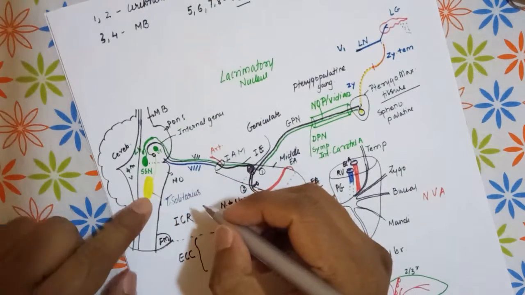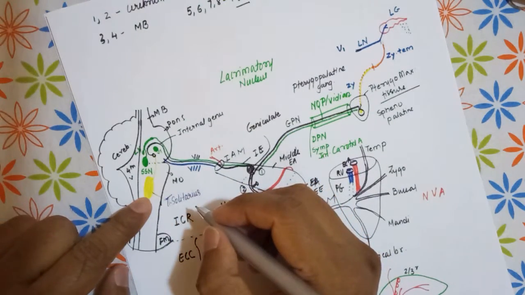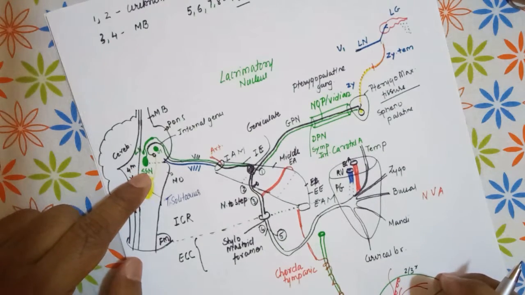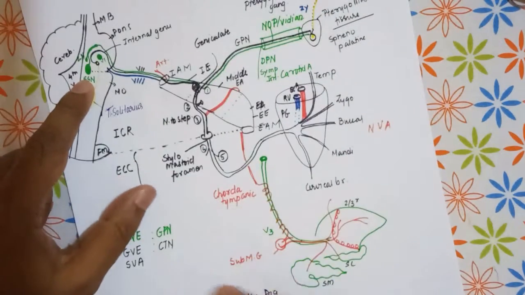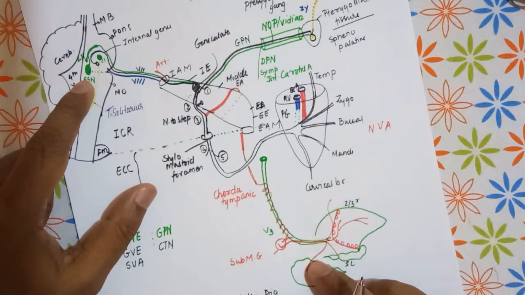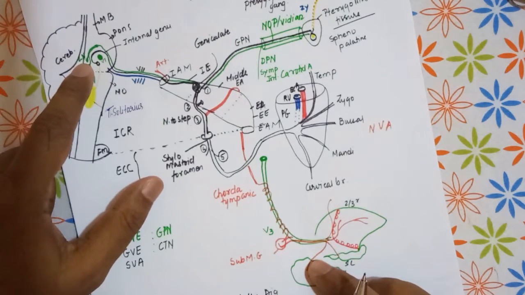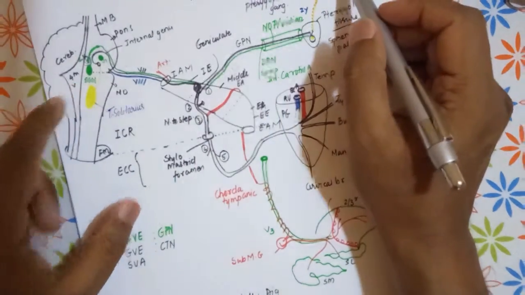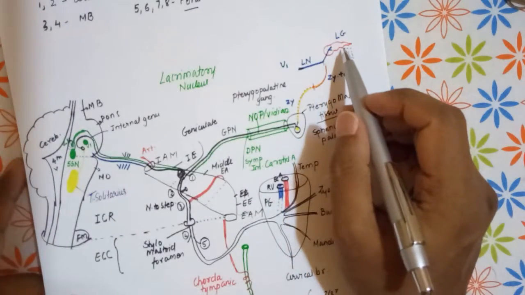This is the one which will differentiate the taste sensation of the anterior two-thirds of the tongue, whereas the superior salivatory nucleus is the one which will be concerned with the sublingual and submandibular secretion. The lacrimatory nucleus is the one which will be concerned with the lacrimation of the lacrimal gland.